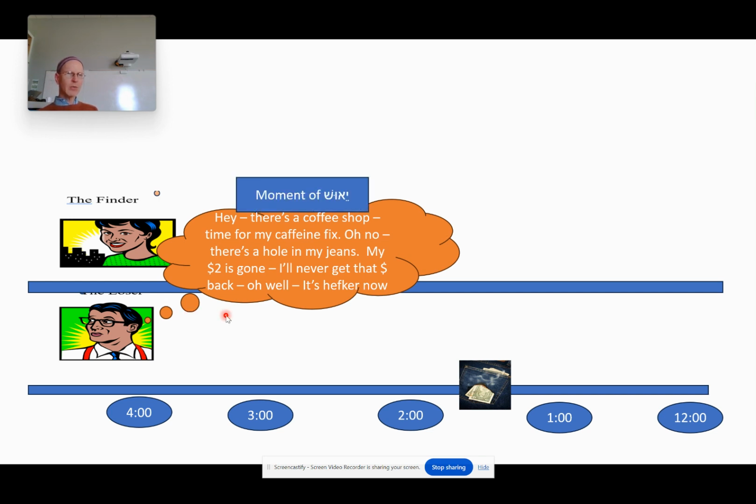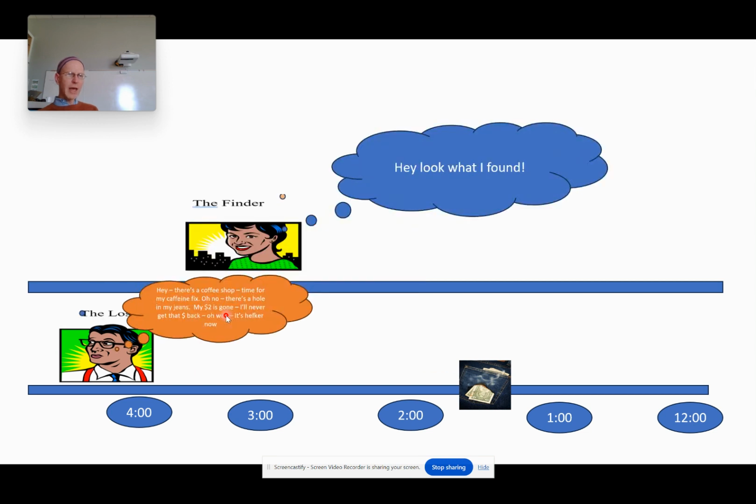But here's the question: his moment of Yeush is far later than the finder who found the money. The finder found the money at 3 o'clock. The Yeush of the loser happens at 4 o'clock. So what's going on between 3 o'clock and 4 o'clock? Has the finder basically stolen, or is the finder okay in taking that object?